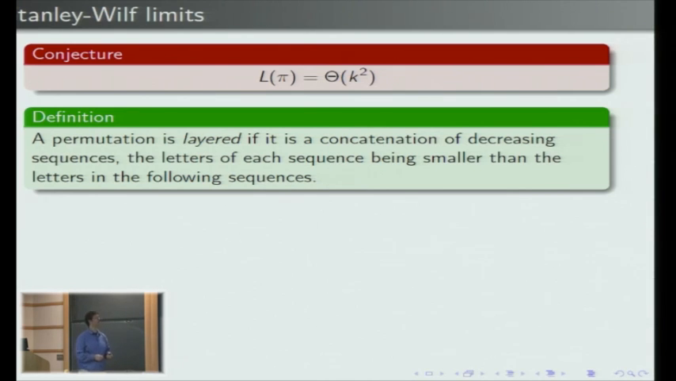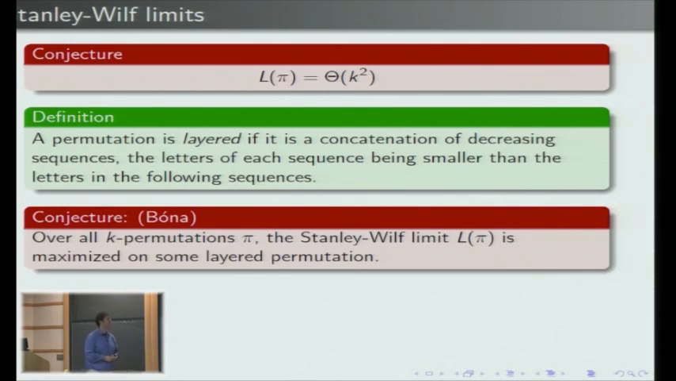And so the conjecture of Bóna was that over all k-permutations π, the Stanley-Wilf limit is maximized on some layered permutation. So the conjecture was that you don't need to look at all the permutations, you can just look at a layered permutation. So the identity is a special case of this. That's decreasing sequences that are increasing, each one of length 1. Also, the reverse is a special case, yes.